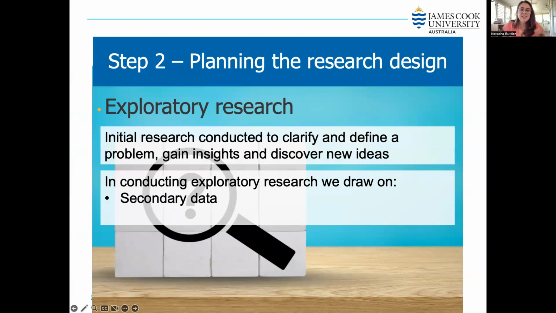Now, secondary research is a really great place to start because it's usually very quick to undertake this type of research. It's pretty inexpensive as well, a lot cheaper than undertaking primary research. However, there are some limitations to secondary data, and that is that it may be outdated or it may not exactly meet the research needs.